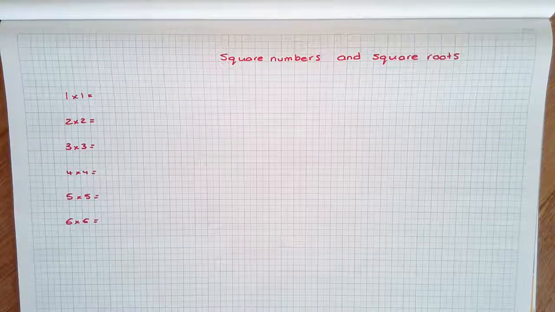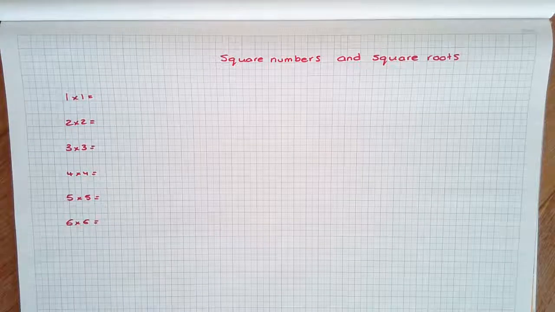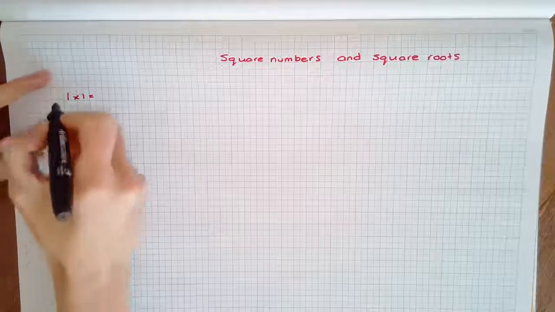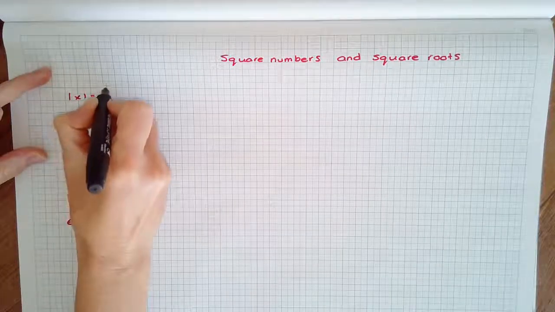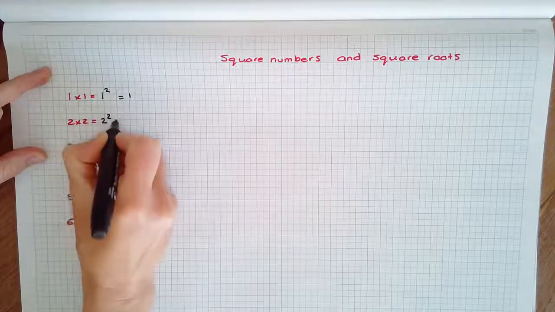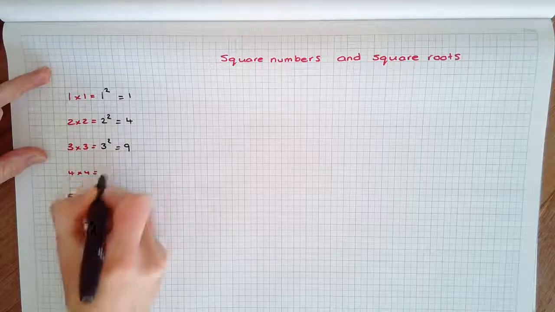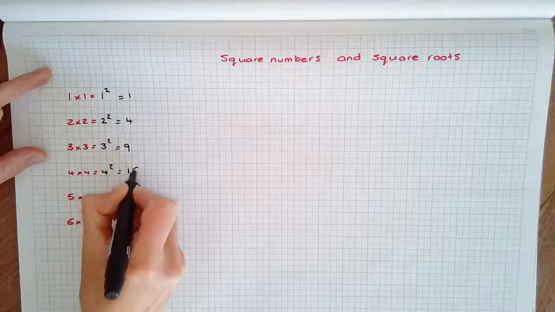In this video, we're going to have a look at square numbers and square roots. Square numbers are numbers multiplied by themselves. We can express them in index notation. 1 times 1 is written as 1 squared, being 1. 2 times 2, 2 squared. 3 times 3, 3 squared, etc.